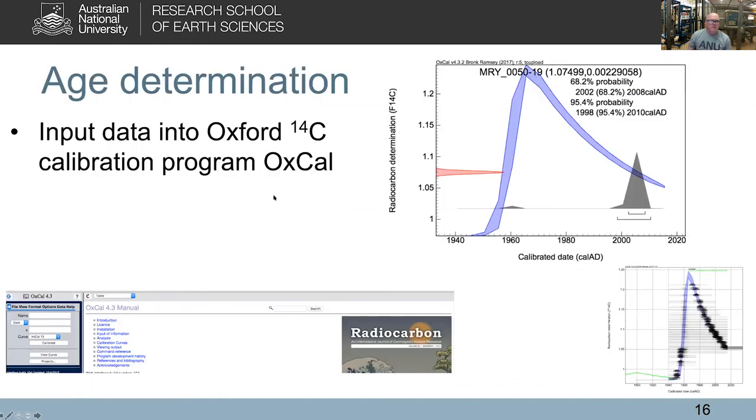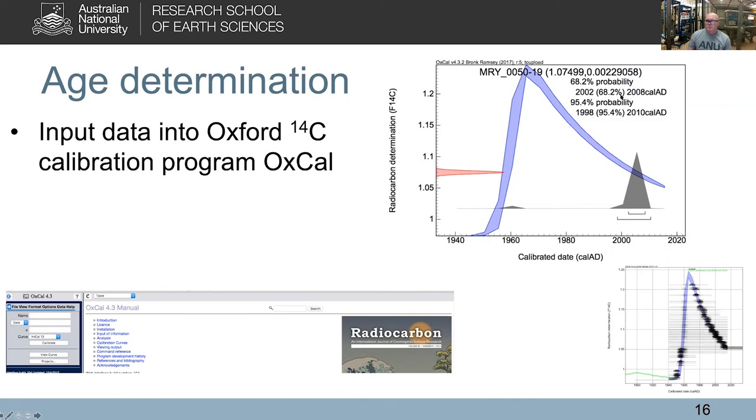So Rachel had mentioned the Bayesian modeling. That's done in a program developed at Oxford University called OxCal. We input that data a slightly different way, and instead of the calibration curve that Rachel showed, what we have here is our bomb calibration curve. We again have our C14 measurement, but instead of age, we just use the amount of C14 that's measured. We tend to do that for samples that are younger than 1950. And then we end up with this probability distribution, as Rachel mentioned.